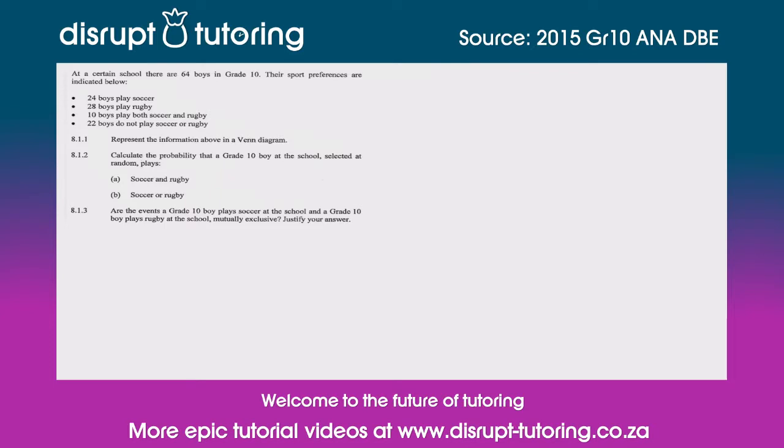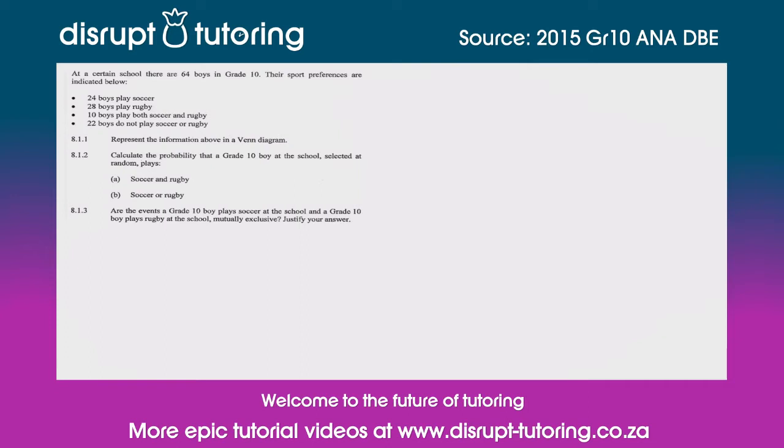Today we're going to deal with a probability question, and with that in mind, let's get straight into it. So they've said to us, at a certain school there are 64 boys in grade 10. Their sport preferences are indicated below. 24 boys play soccer, 28 boys play rugby, and 10 boys play both soccer and rugby. 22 boys do not play soccer or rugby.